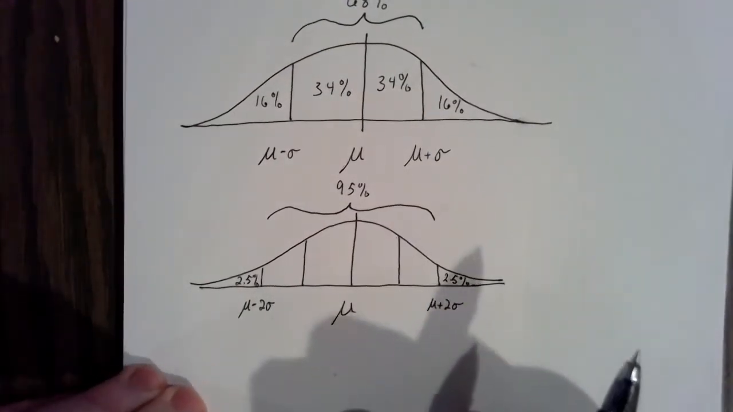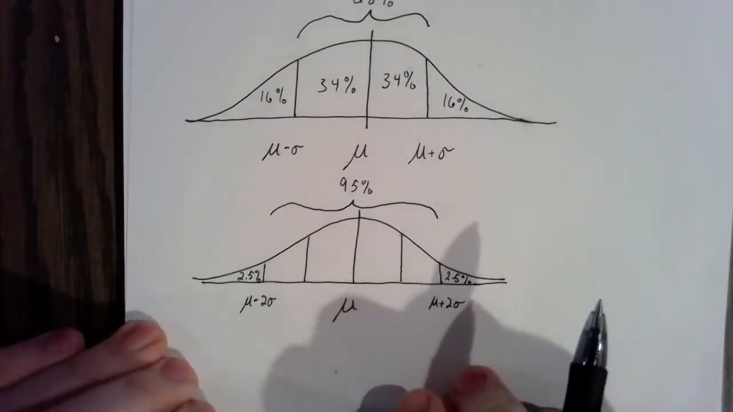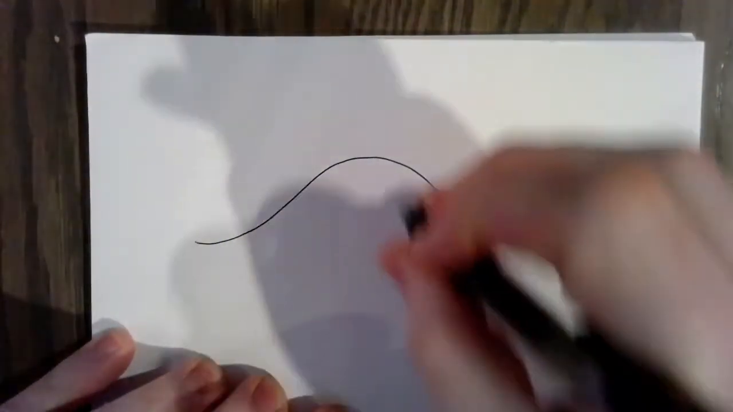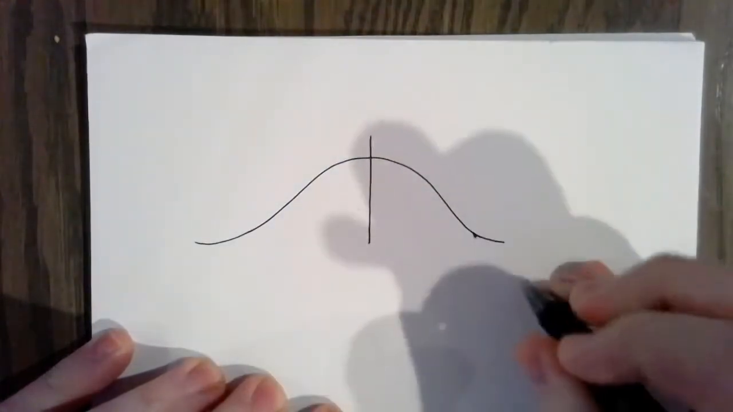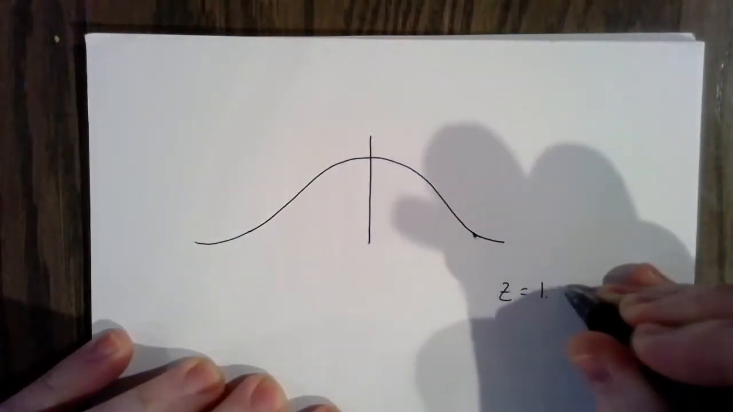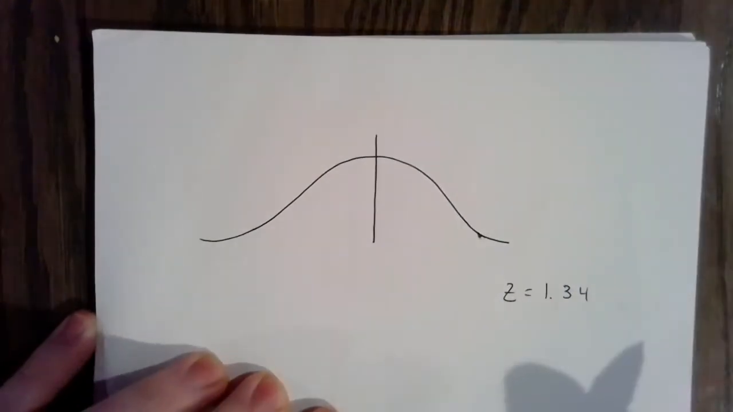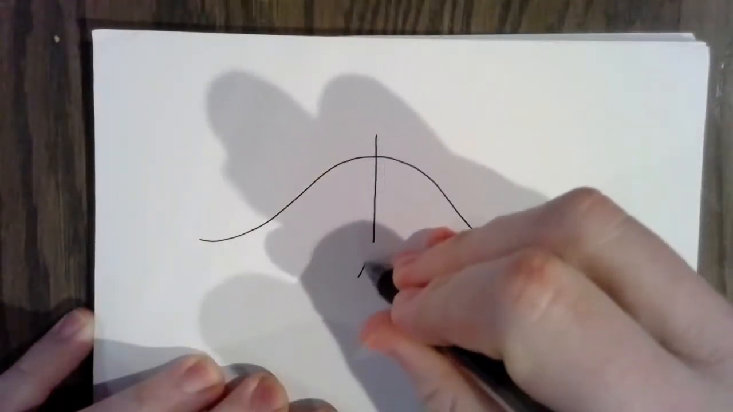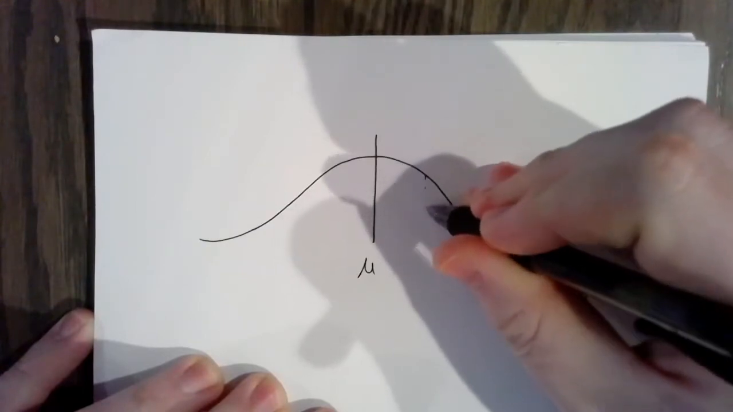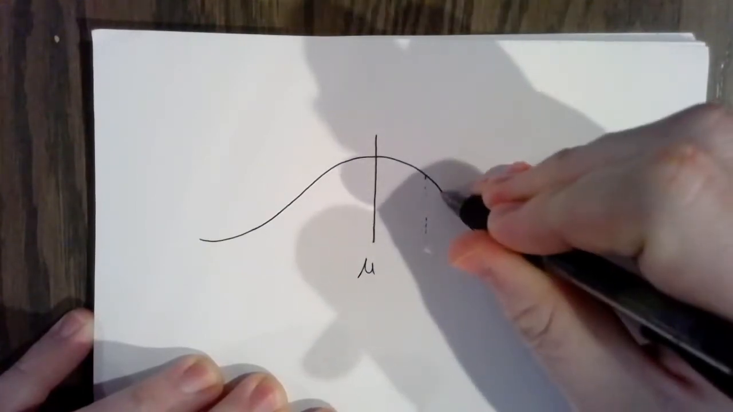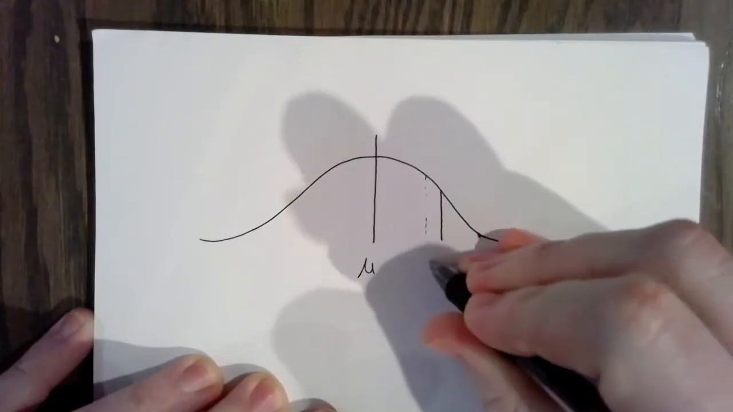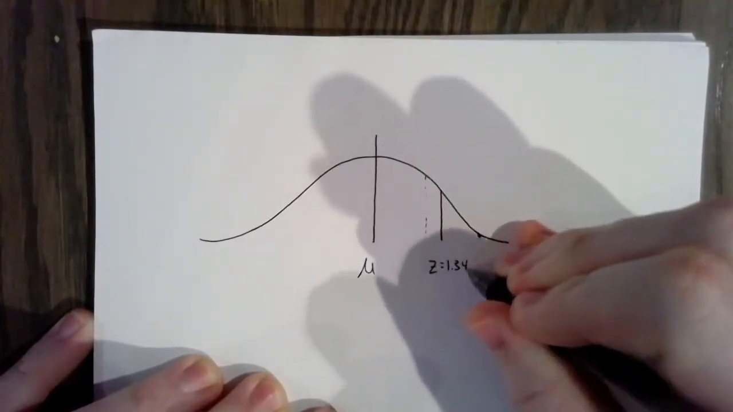Now, what we've been talking about in class are z-scores and percentiles. A z-score is really just how many standard deviations I am to the left or the right of my data. Again, here's my mu. Let's say z is equal to 1.34, just a random number. Here is mu, and here is 1 standard deviation. Well, 1.34 is right here. So here's z equals 1.34.